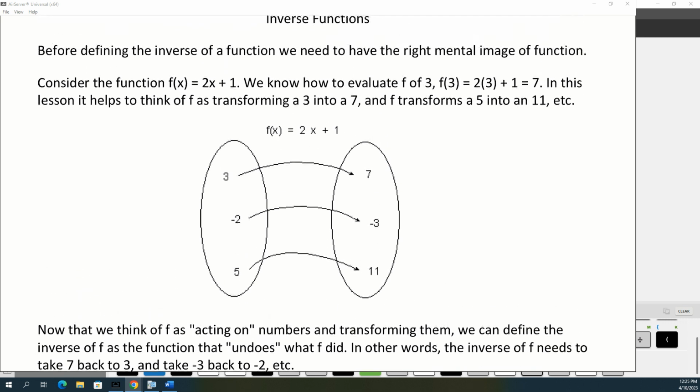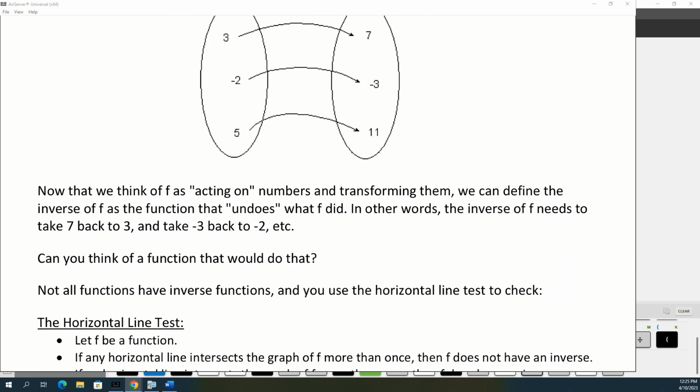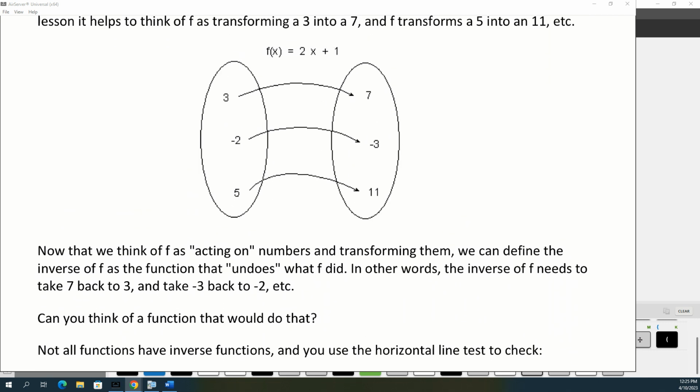And an inverse is going to take the 7 and turn it back into a 3. So it undoes everything the original function did. It'll take a negative 3 and turn it back into a negative 2. So can you guys think of a function that's going to take 7 and turn it into a 3, and then negative 3 and turn it into negative 2? Just a hint, it is going to use a 1 and a 2. It's not going to do the same thing; it's going to do an inverse of it. Can you think of a function that would do that, that involves a 1 and a 2?